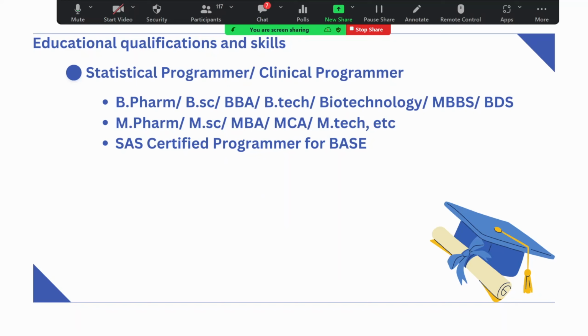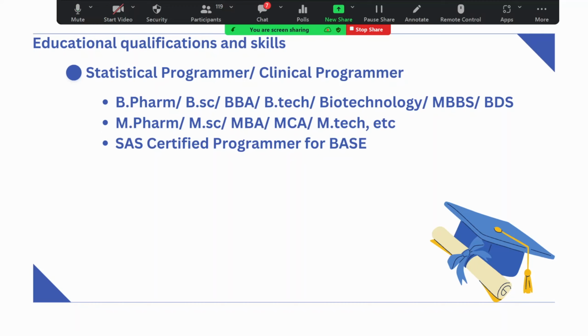To obtain a position as a statistical programmer or clinical programmer, a minimum of a bachelor's degree is required, along with good quantitative skills and extensive knowledge of the SAS programming language. Both written and oral communication skills are also important. Being detail oriented is also a helpful characteristic since programming code must be written to produce output that is consistent and correct.